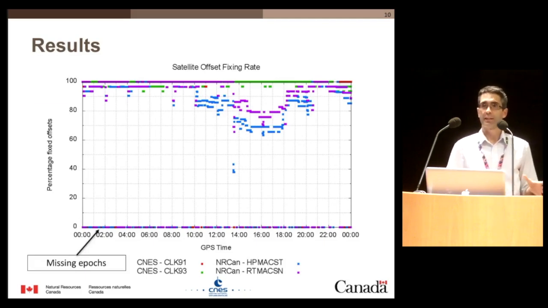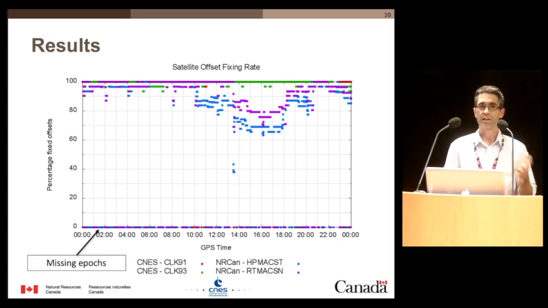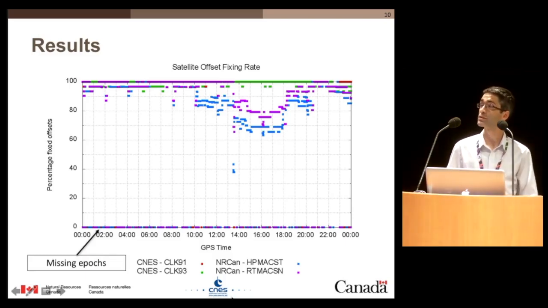As I mentioned earlier, those phase clocks can be precisely aligned by fixing the offsets to integer values. So in order to check if our streams are interoperable, it's a good idea to look at the percentage of fixed offsets, which is what we're seeing here, as a function of time for our four streams. And we see that for a good part of the day, over 90% of those offset parameters were fixed to integers. Then that percentage went down a little bit for the NRCAN streams, but then eventually came back up close to 100%.